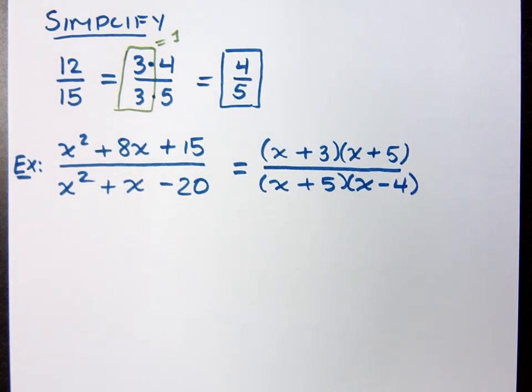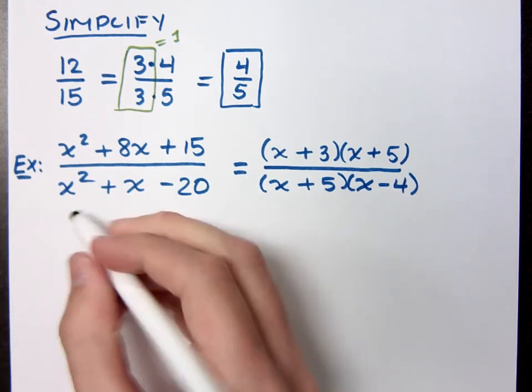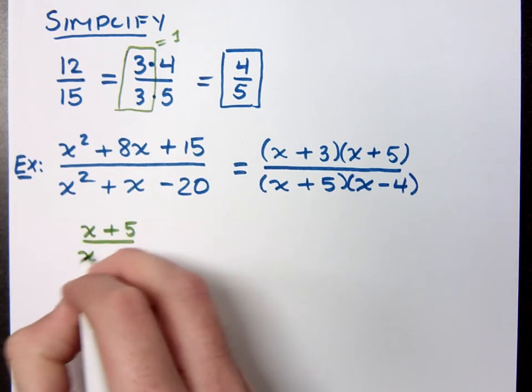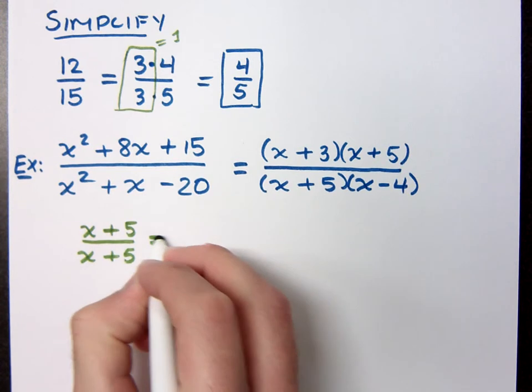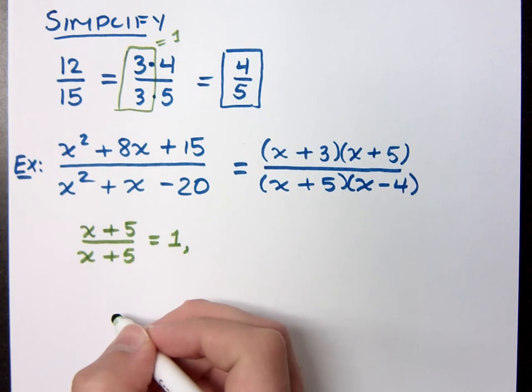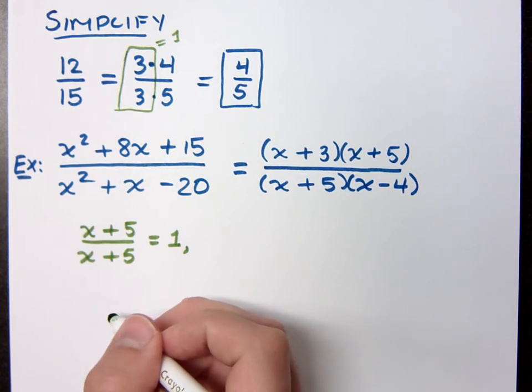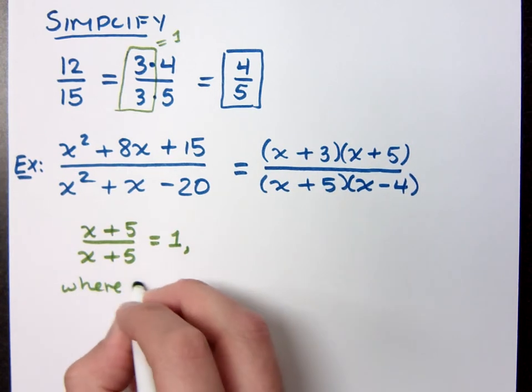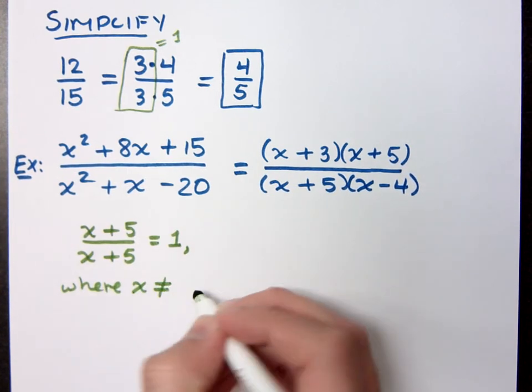Now what's going to happen? You're going to cancel your x plus 5 from the numerator and denominator. Why? Because they're the same. So you're saying that x plus 5 over x plus 5 is equal to 1. Is that what you're saying? Yes. Well, almost. x plus 5 over x plus 5 doesn't always equal 1. It does equal 1 as long as x does not equal what number?